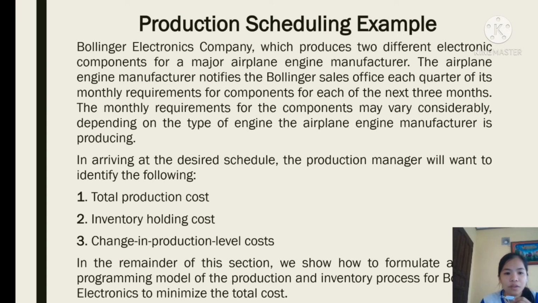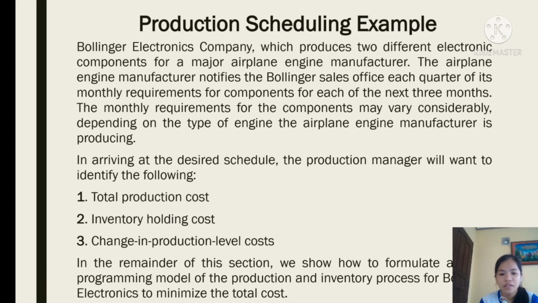Production scheduling example: Bollinger Electronics Company produces two different electronic components for a major airplane engine manufacturer. The airplane engine manufacturer notifies the Bollinger sales office each quarter of its monthly requirements for each component for the next 3 months. The monthly requirements may vary considerably depending on the type of engine the manufacturer is producing.